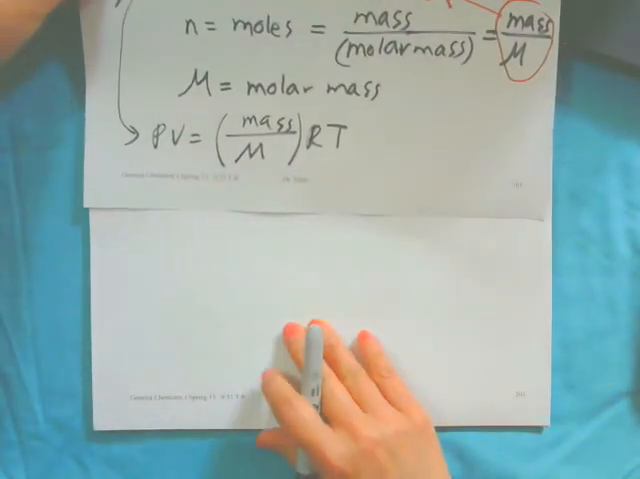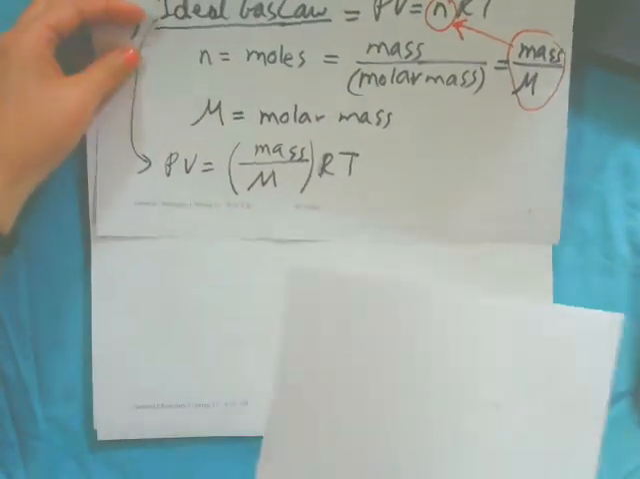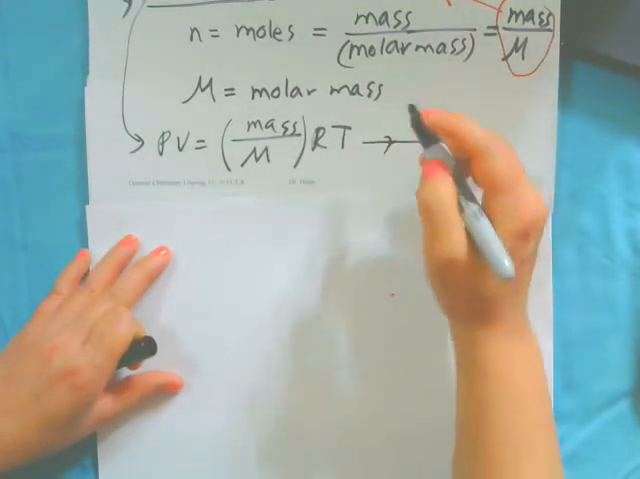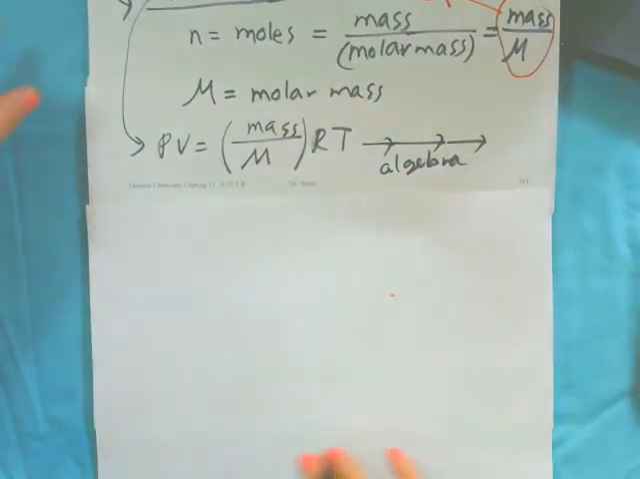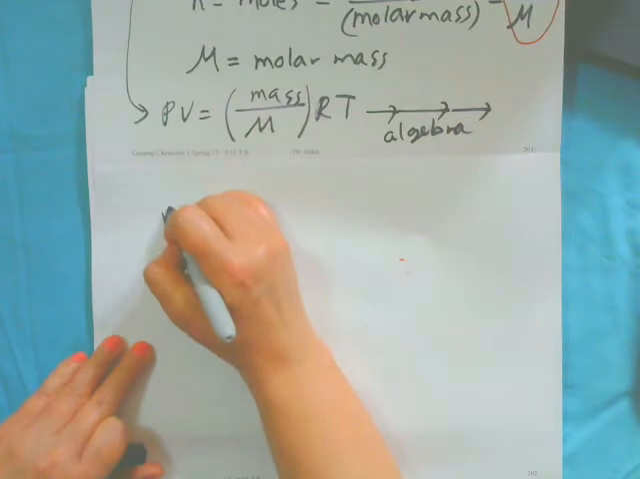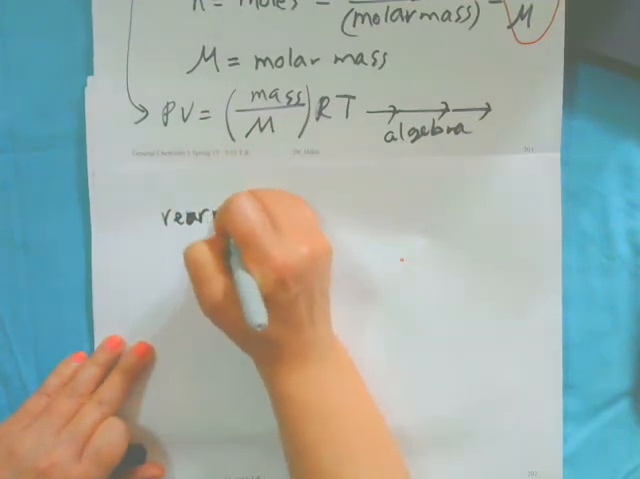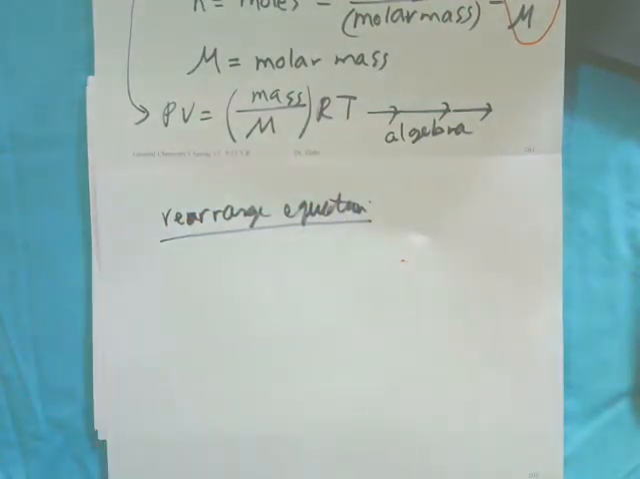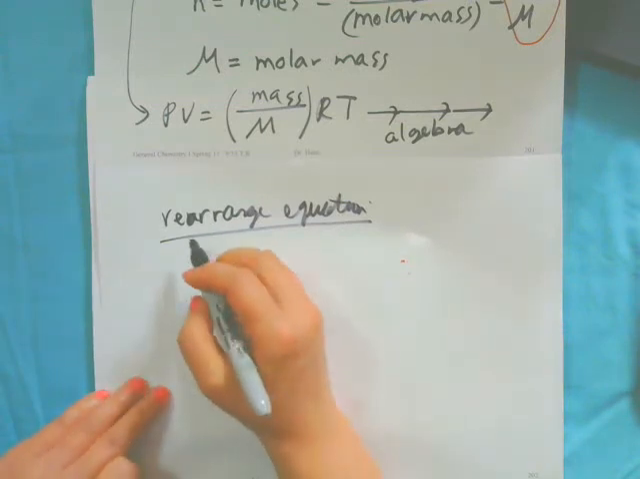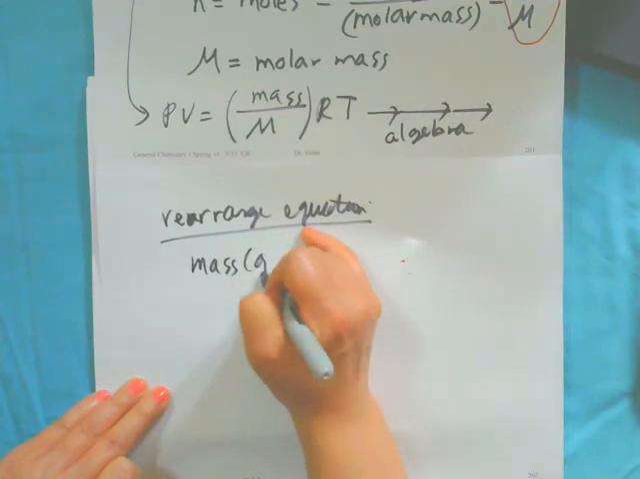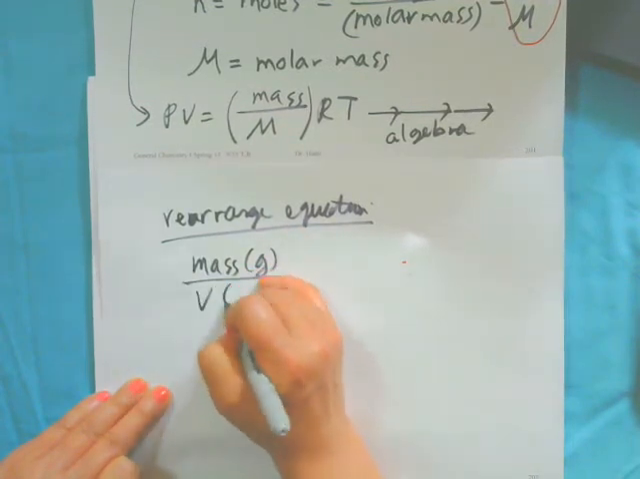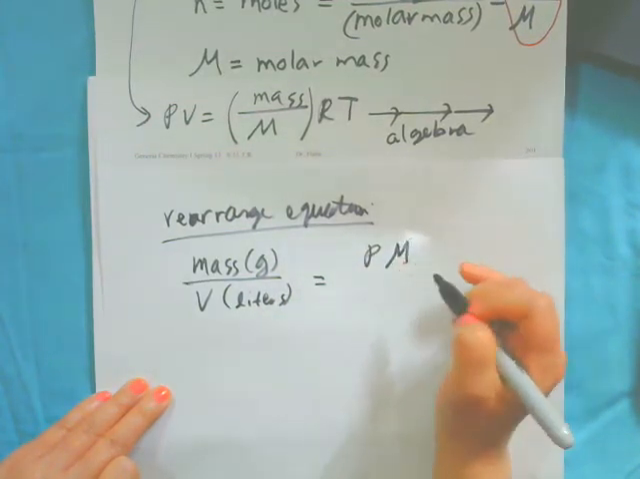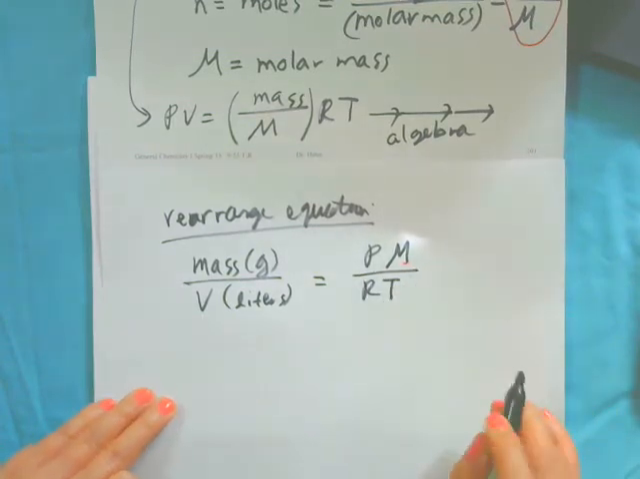And what we're going to do is a little bit of algebra. I'm not going to show you all the algebraic steps, and I'm not asking you to do the algebra steps. But we're going to rearrange that equation to look like this. So the rearranged equation is going to be mass in grams over volume in liters is equal to pressure times script M, which is molar mass, times RT.